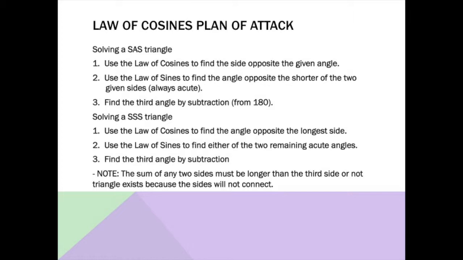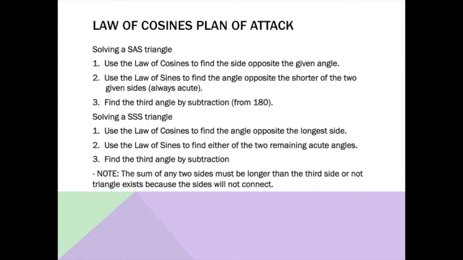When solving a side-side-side triangle, the plan of attack is as follows. 1, use the law of cosines to find the angle opposite the longest side. 2, use the law of sines to find either of the two remaining acute angles. And 3, find the third angle by subtraction.